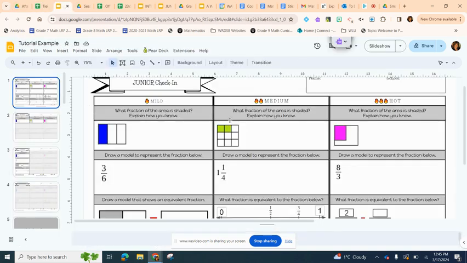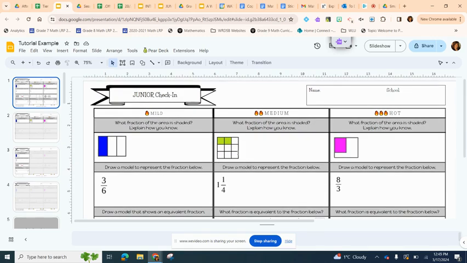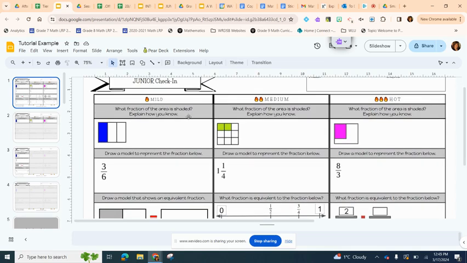So looking at the entry ticket, it has been developed with parallel tasks. So we have a mild column, a medium column, and a hot column. The complexity of the questions increases as you move to the right. We tell students they need to do one column and try one column.